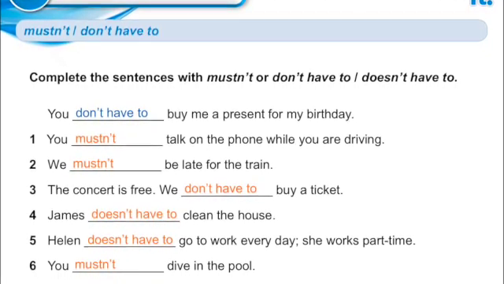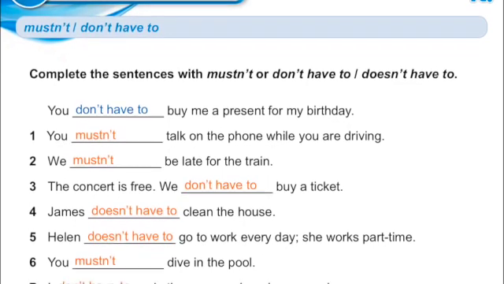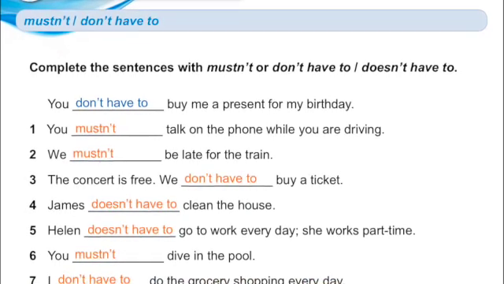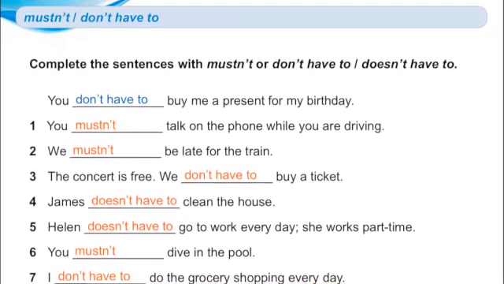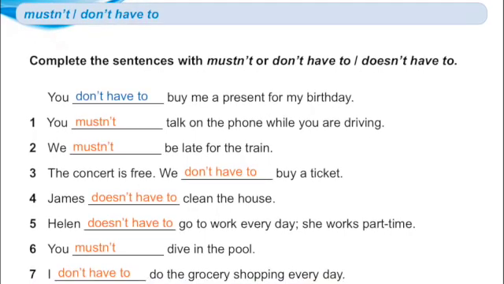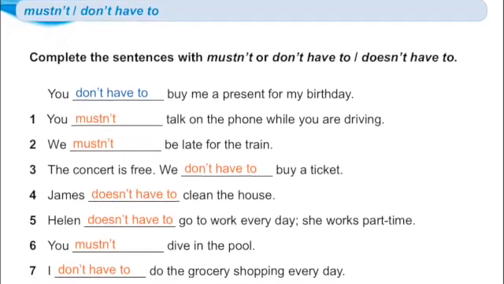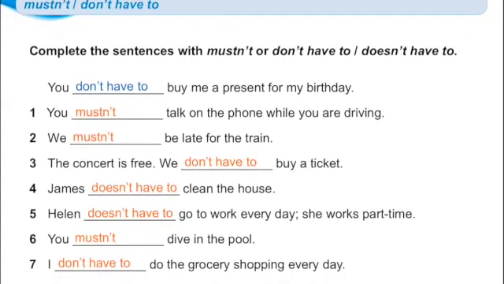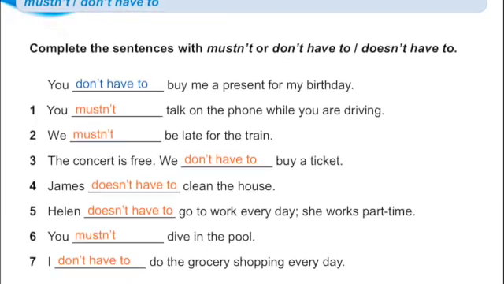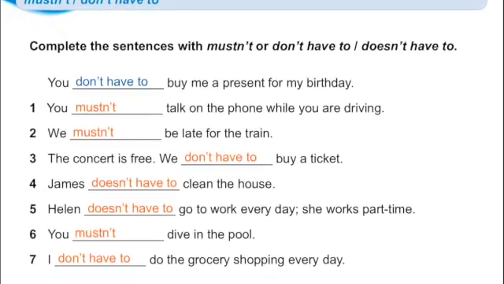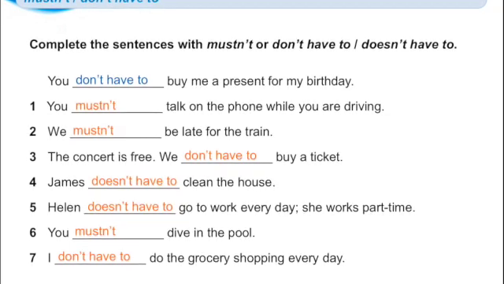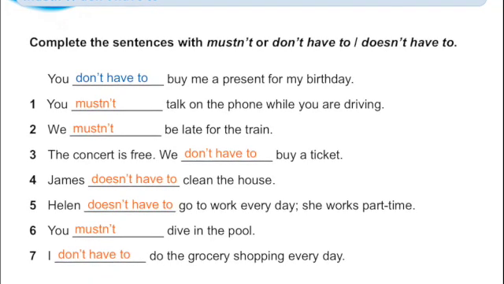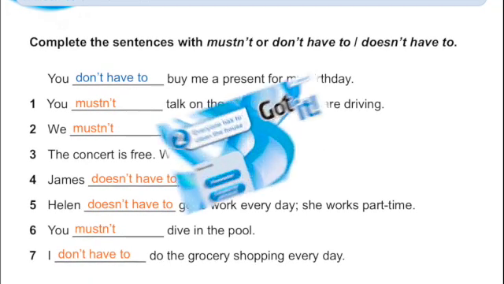Si nos damos cuenta, la número 1 y la número 2 es una prohibición, en cambio la 3 es una opción. Let's continue. Number 4, James doesn't have to clean the house. Number 5, Helen doesn't have to go to work every day, she works part-time. Number 6, you mustn't dive in the pool. Si se dan cuenta nuevamente, la 4 y la 5 es choice. En cambio, la 6 es prohibition. Number 7, I don't have to do the grocery shopping every day. Nuevamente, la 7 es choice, una opción.